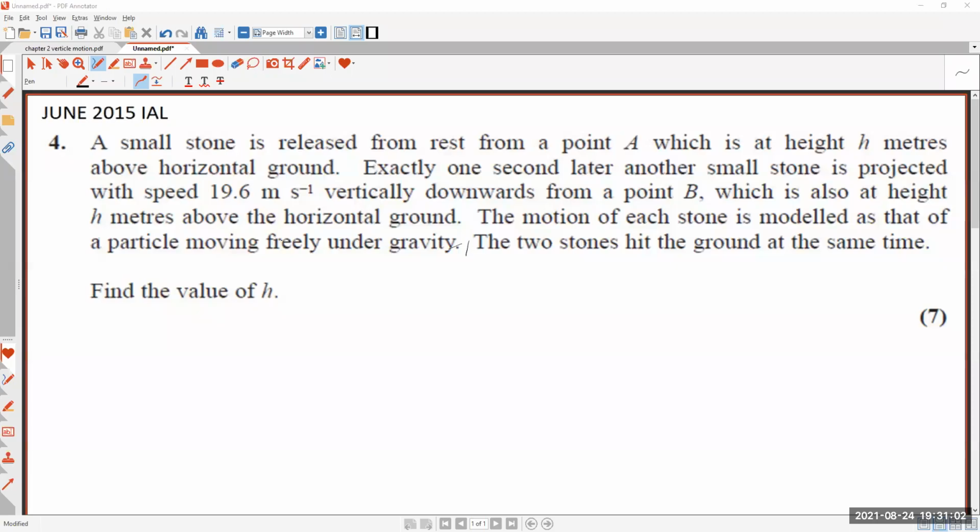Okay, so a small stone is released from rest from a point A, which is height h meters above the horizontal ground. So you have a small stone released, which is horizontal ground, h meter.